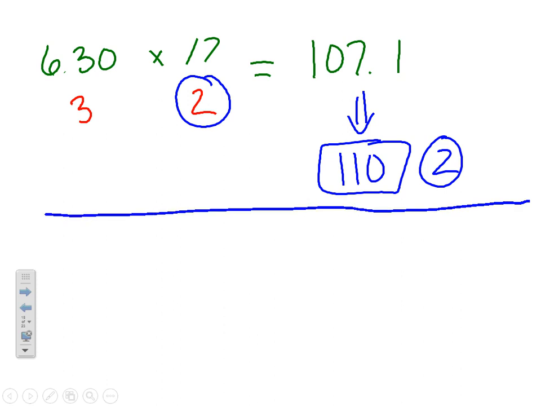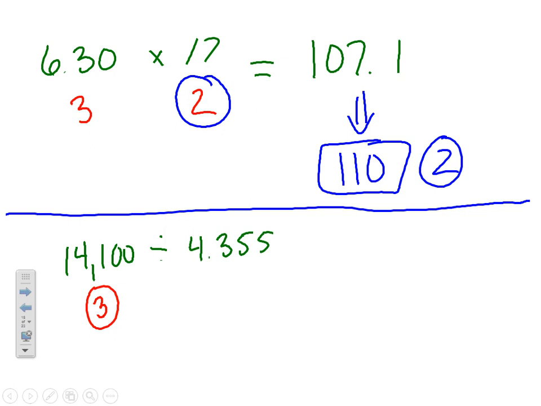Let's do another question. Let's do a division question this time around. Let's take 14,100 and divide it by 4.355. How many sig figs does 14,100 have? It has 3. How many sig figs does 4.355 have? It has 4. What is our least amount of significant figures? Ding, ding, ding. 3.